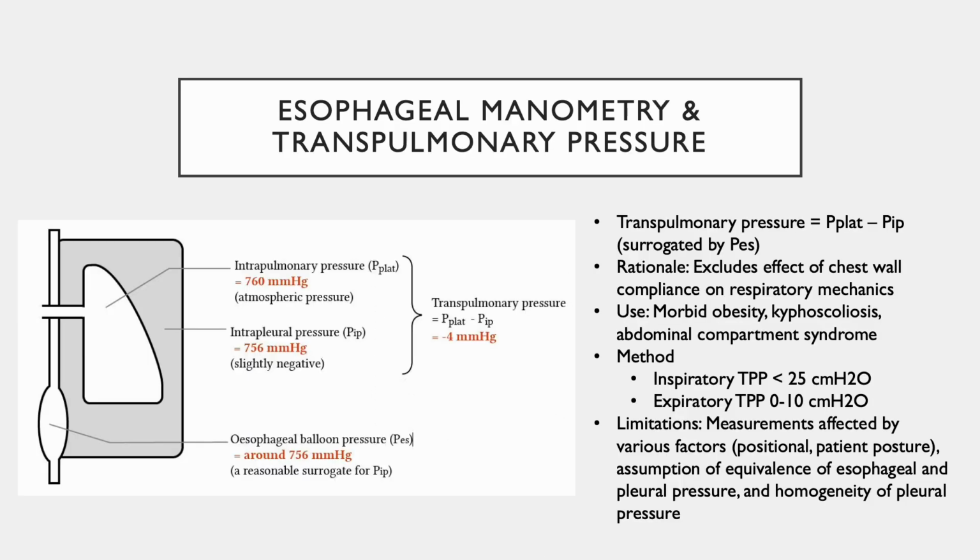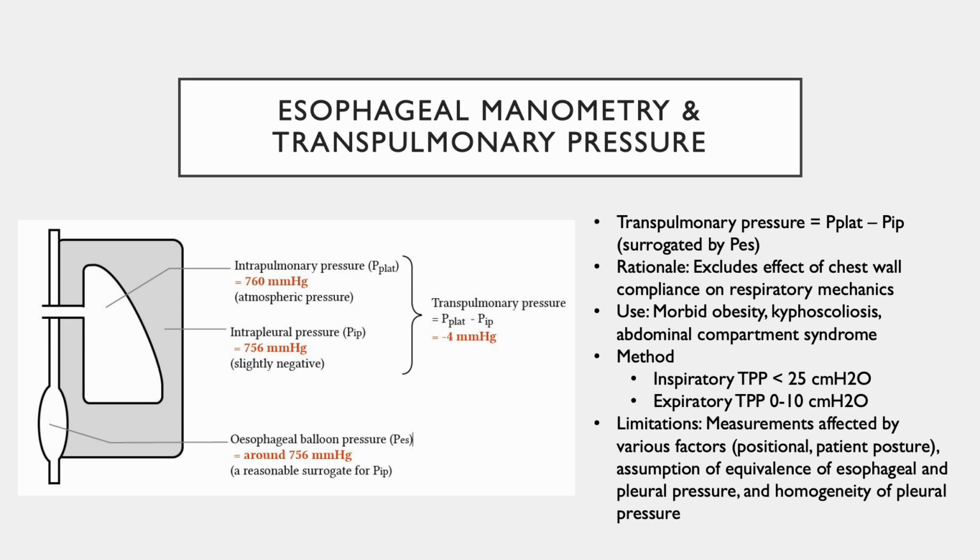Moving on to esophageal manometry and transpulmonary pressures. Transpulmonary pressure is defined as a net distending pressure applied to the lung and mathematically derived as the difference between plateau pressure and the intrapleural pressure that is surrogated by esophageal pressure. The main rationale of transpulmonary pressure is that it takes away the effect of the chest wall compliance on the respiratory mechanics, isolating the pressures that actually affect the lung and alveolar units. This is deemed particularly useful in conditions like morbid obesity, kyphoscoliosis, and abdominal compartment syndrome.